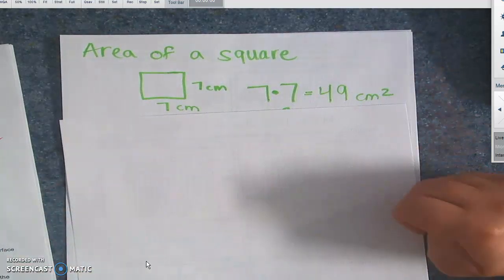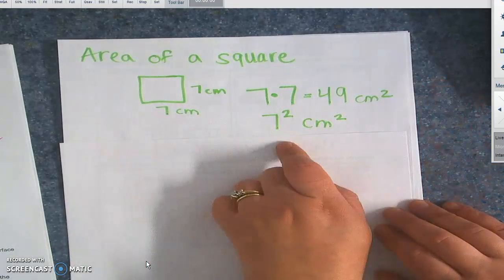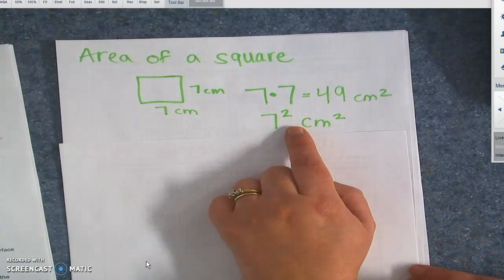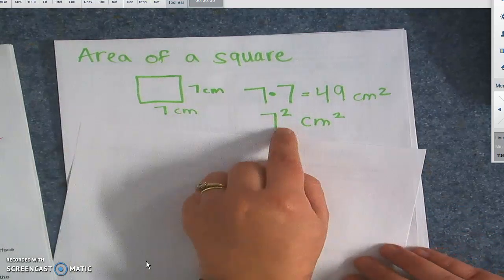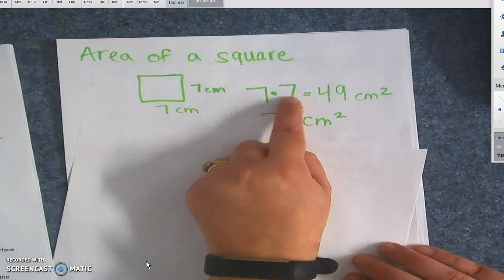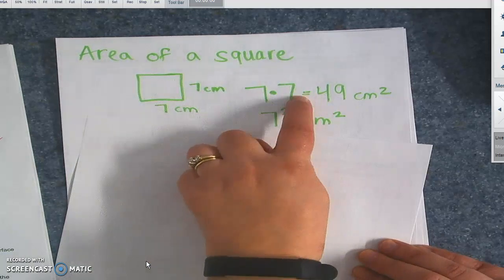But when we want to write that with an exponent, we're going to write 7 times 7 as 7 squared, or 7 to the second power, square centimeters. The 2 means we have 2 of those 7s. It doesn't mean 7 times 2, it means 7 times 7.